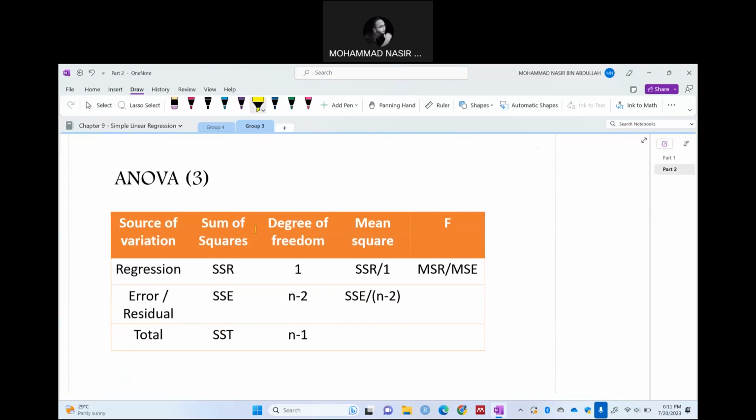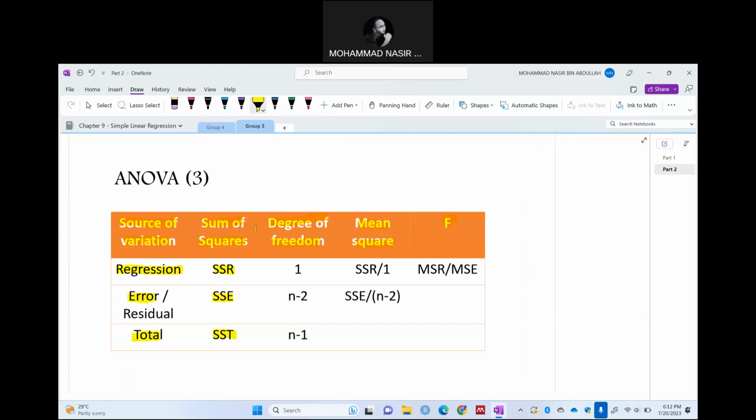This is a standard ANOVA table, analysis of variance. In the first column, we have source of variation. Second, we have sum of square, degrees of freedom, and mean square. And last is the F value, F statistic. In this table, we have 3 rows. The first row is regression. The second row is error or residual. And the last row is total. Of course, we need to use the formulas to calculate sum of square error, sum of square total, and sum of square regression.